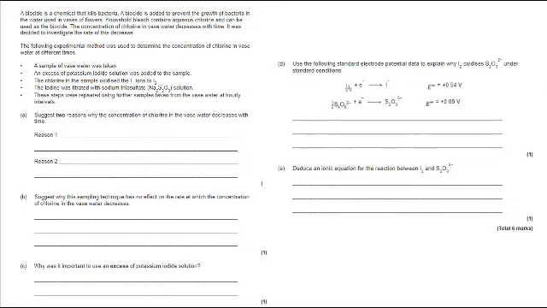And if we take a look here, we've got a biocide, a chemical that is used to kill bacteria. A biocide is added to prevent the growth of bacteria in the water used in vases of flowers. Household bleach contains aqueous chlorine and can be used as the biocide. The concentration of chlorine in vase water decreases with time, and it was decided to investigate the rate of this decrease. The following experimental method was used to determine the concentration of chlorine at different times.